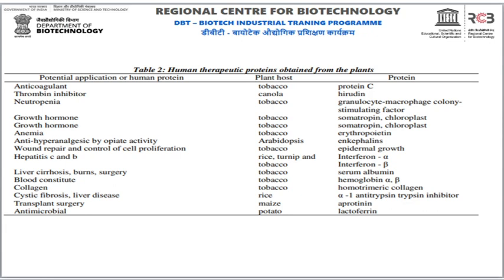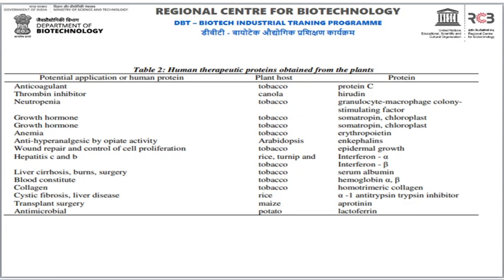Okay. Next is serum albumin, which is isolated from tobacco. It is used for burn, surgery, and liver cirrhosis. Next is hemoglobin alpha and beta chain, which are also isolated from tobacco. So most of the therapeutic proteins are isolated from tobacco. And coming back to hemoglobin, it is isolated from tobacco and is also used as a blood constituent.